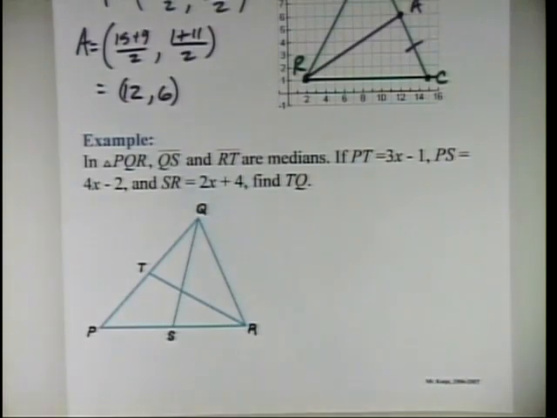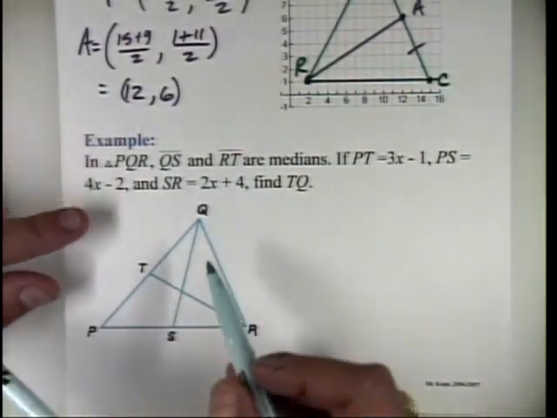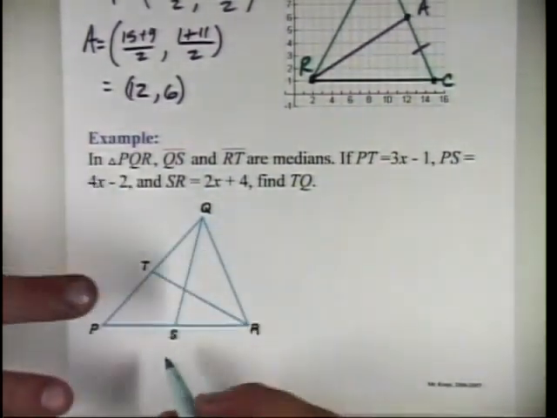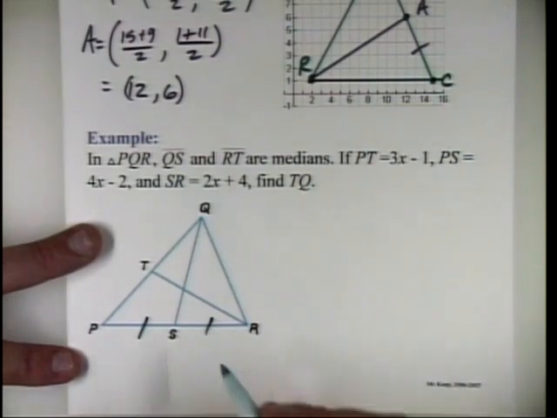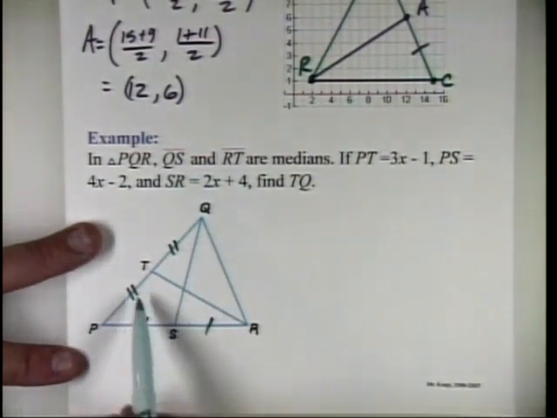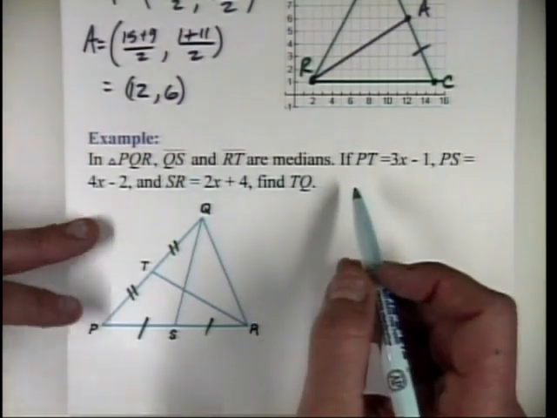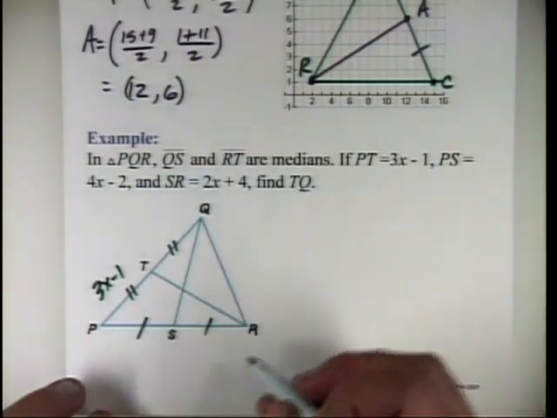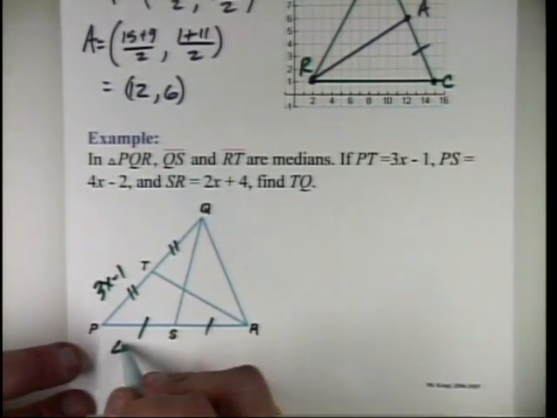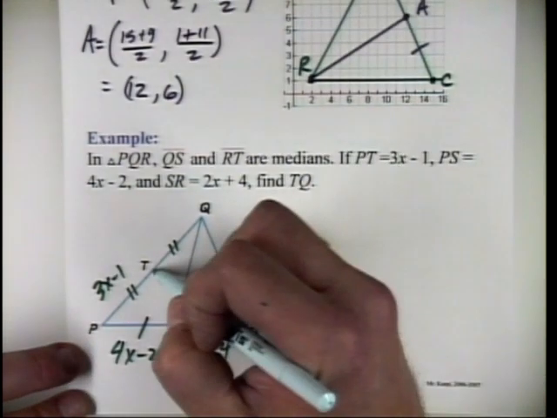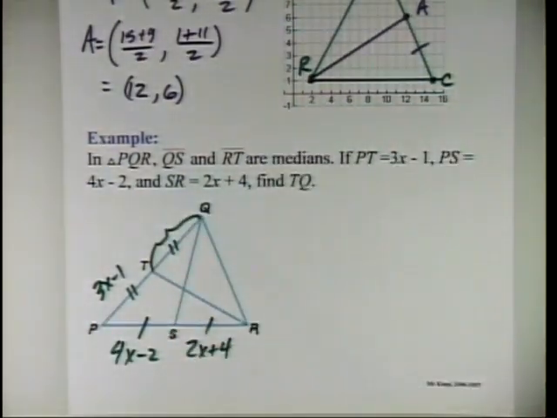In triangle PQR, right here, we know that QS, this is QS, and RT are medians. So right away, I'm going to say if QS is a median, this segment is congruent to that segment. And if RT is a median, then I know that this segment is congruent to that segment. And I've got to put doubles there because they may not be congruent to these. Now, if PT is 3x minus 1, so this is 3x minus 1, and PS is 4x minus 2, and we know that SR is 2x plus 4, we need to find the length of segment TQ. We're trying to find that.